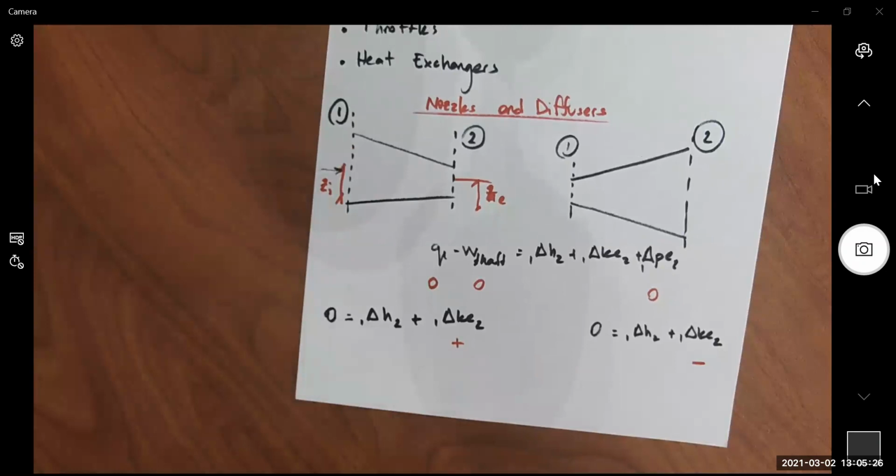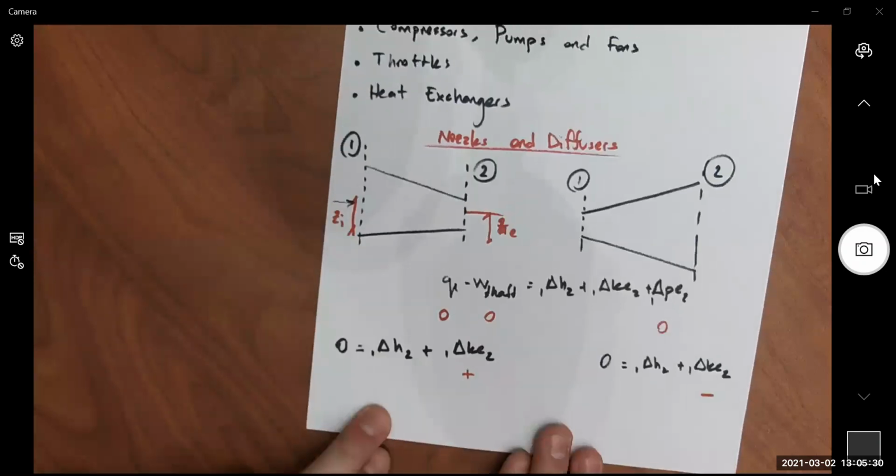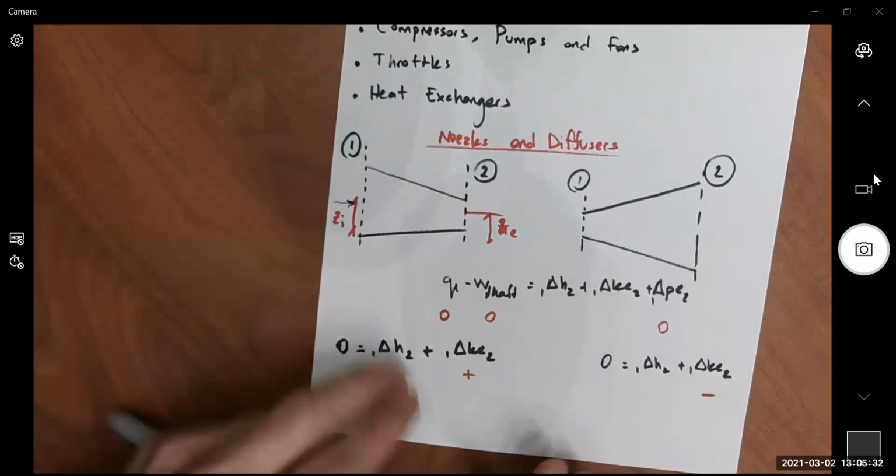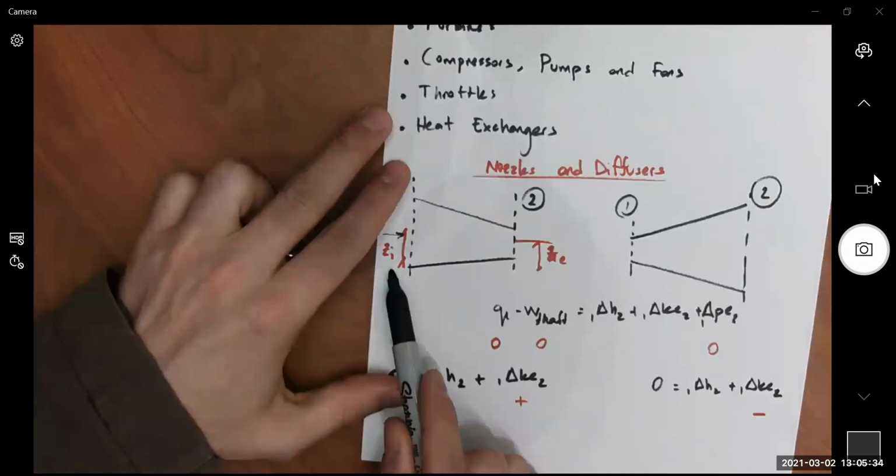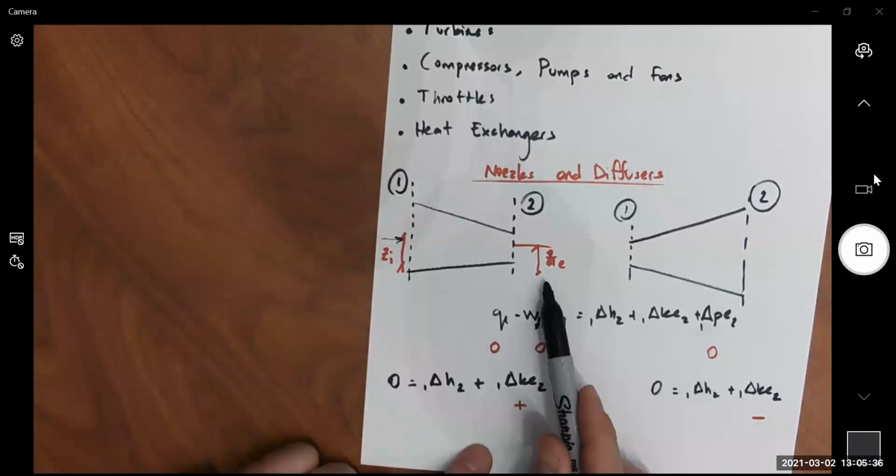What are you saying on the nozzle on the left? Under the two, what did that say? Or you have the other? On the right side. Yeah. This one? Z sub E. Correct. Meaning that elevation at the exit.